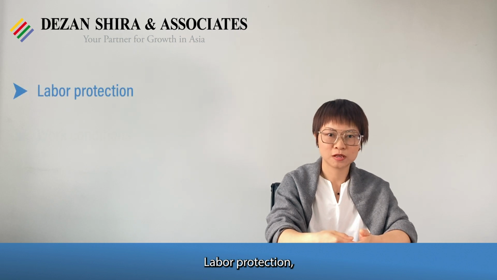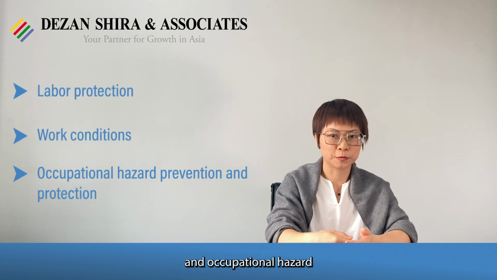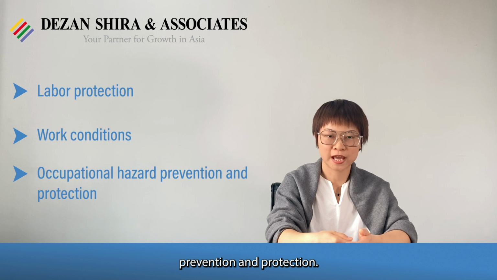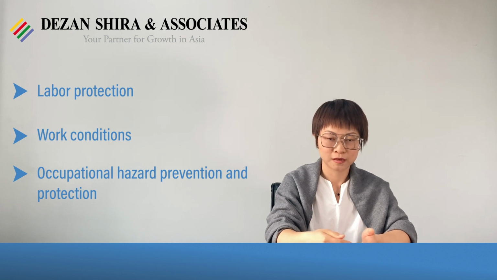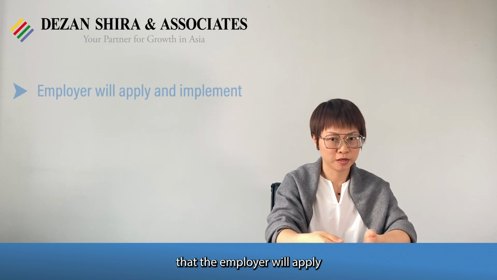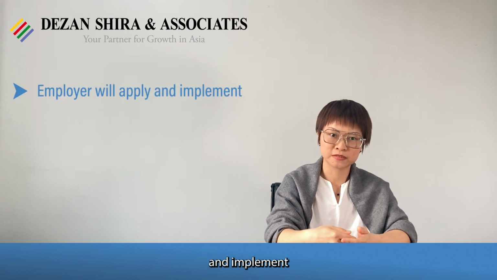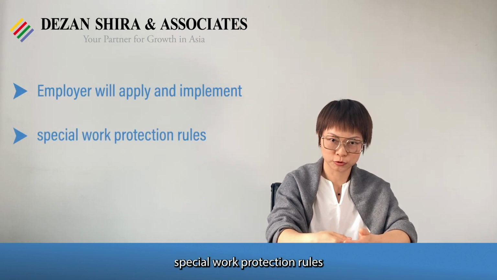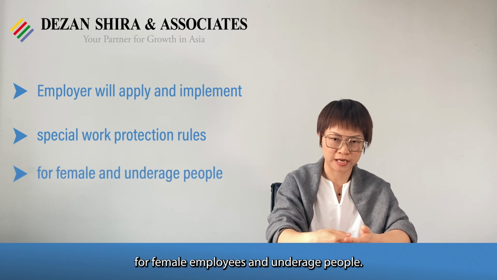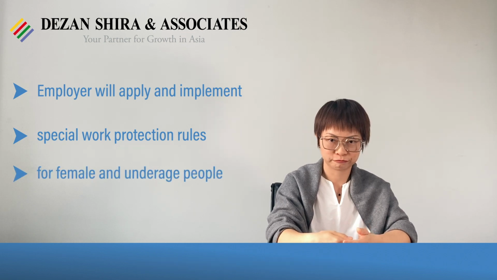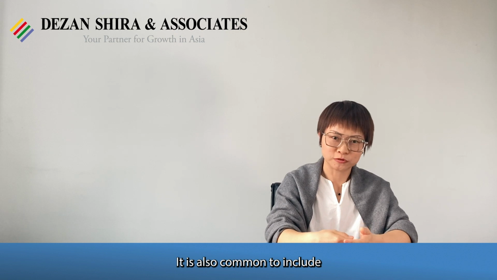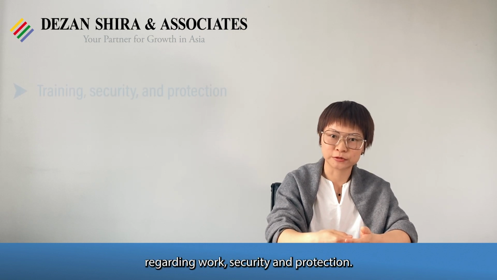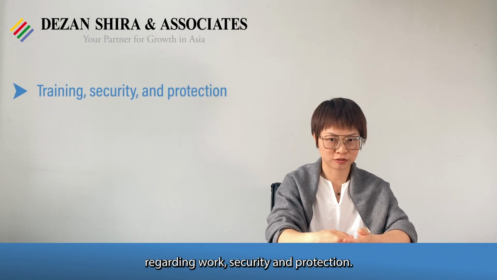Labor protection, work conditions, and occupational hazard prevention and protection. This part normally stipulates that the employer will apply and implement special work protection rules for female employees and underage people. It is also common to include regular training regarding work security and protection.